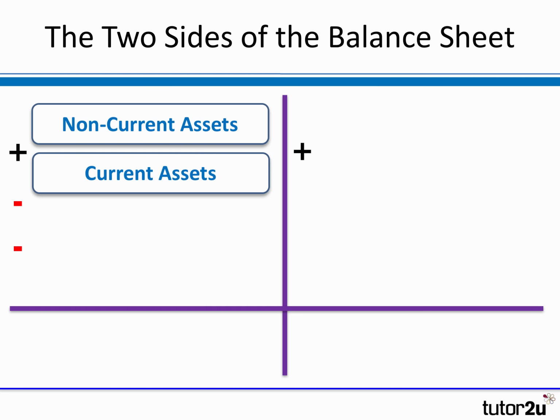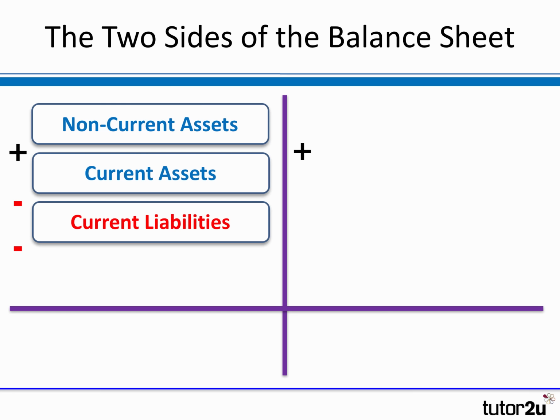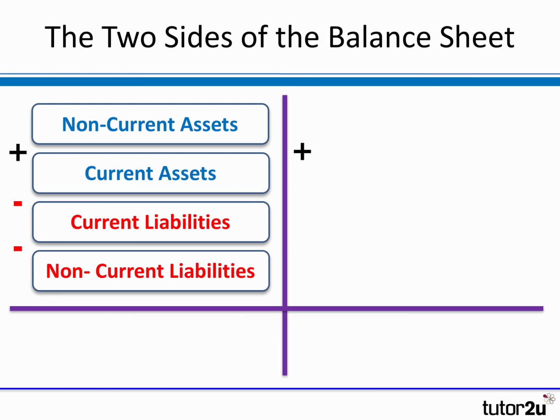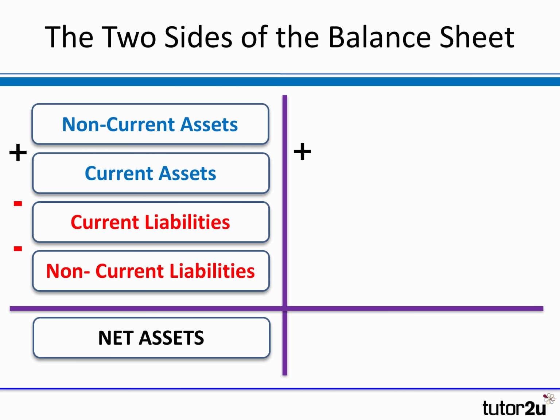And then we take away from that the current liabilities of the business and the non-current liabilities. So we add together the assets, we take away the liabilities, and if you put them all together, add them all up, positive, take away the negatives, you should come up with a figure for net assets.